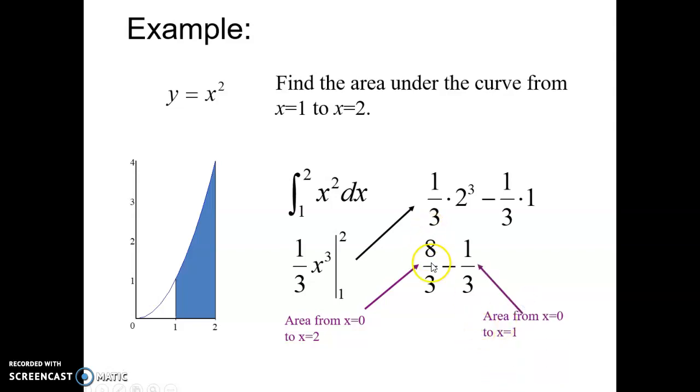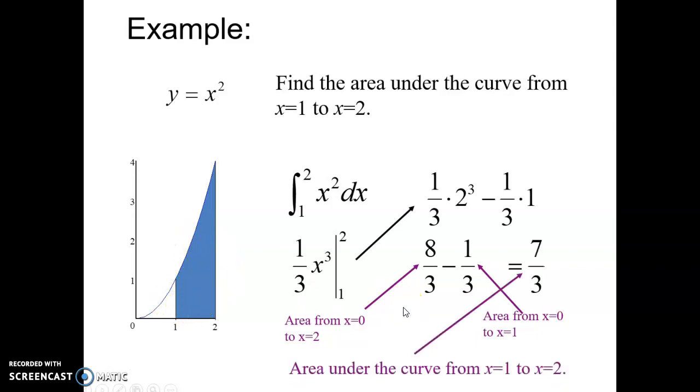Now remember, when we're doing this, we're finding the area of this case was really from 0 to 2, and this one was the area from 0 to 1, and then we subtracted them to get the blue area that we want, which is 7/3. So the area underneath this curve from 1 to 2 is equal to 7/3.